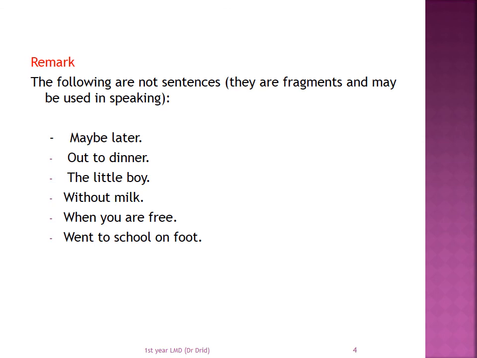Went to school on foot. This is a predicate without a subject. It starts with the verb, but there is no subject. There is no theme in this group of words. So when writing in English, avoid writing examples like this in your text. They should not appear in your text. They are wrong.